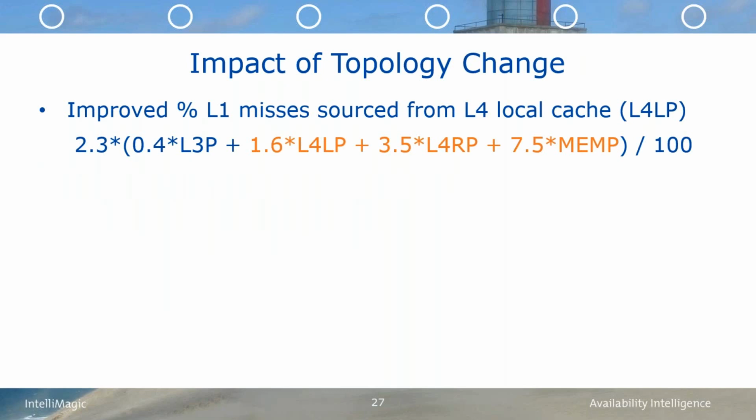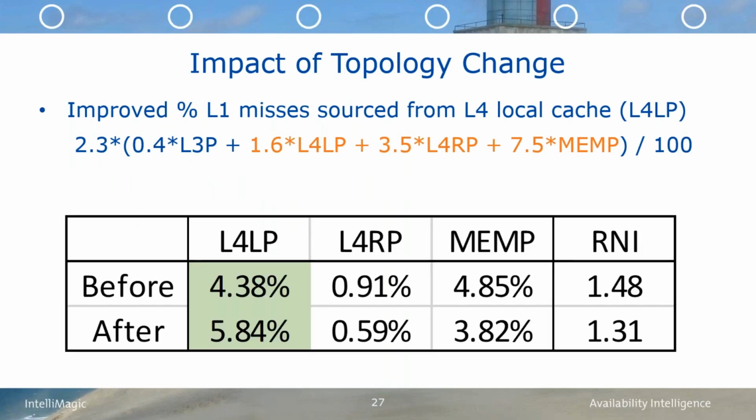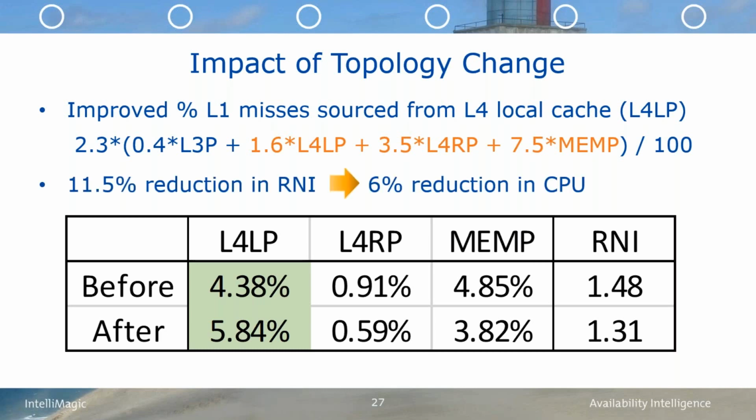Now I included the Z13 RNI formula again here to remind us how much lower the weighting is for level 4 local hits than for level 4 remote and memory. An additional 1.5% of level 1 misses were now sourced from level 4 local cache, the L4LP in green, reducing the frequency of trips to remote cache and especially to memory.